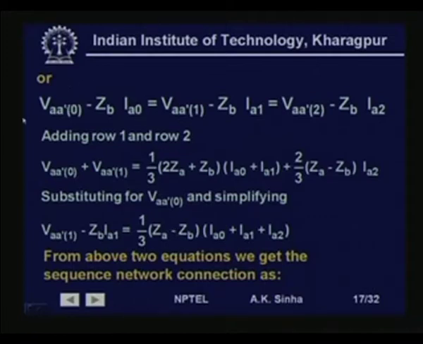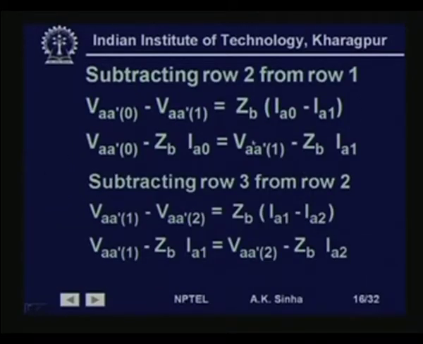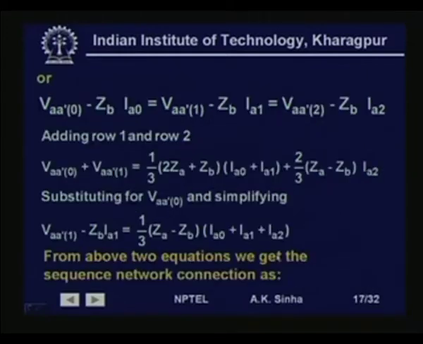Now, from this what we are seeing, VAA dash 0 minus ZB into IA0 is equal to VAA dash 1 minus ZB into IA1 is equal to VAA dash 2 minus ZB into IA2. That is, if we see here, this term VAA dash 1 minus ZB into IA1 is here also. So, which means this term is equal to this term is equal to this term. So, this is what we are writing here, that is VAA dash 0 minus ZB into IA0 is equal to VAA dash 1 minus ZB into IA1 is equal to VAA dash 2 minus ZB into IA2.